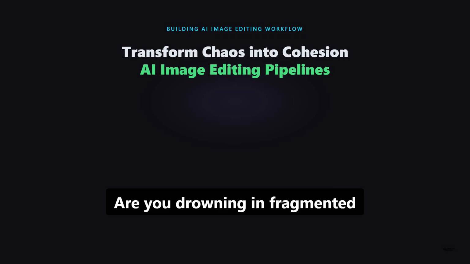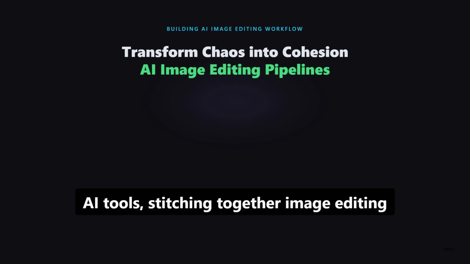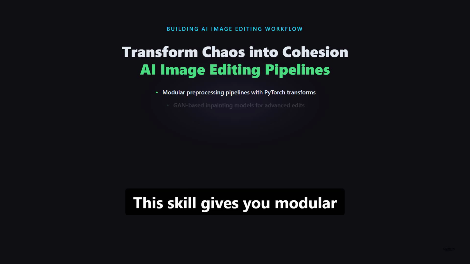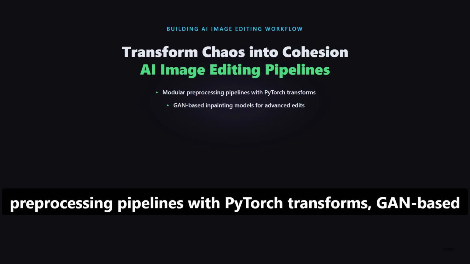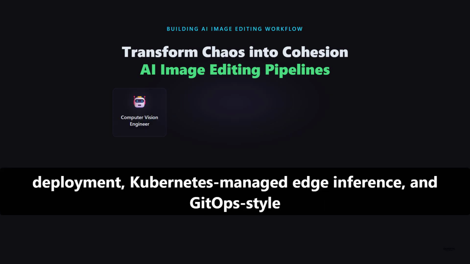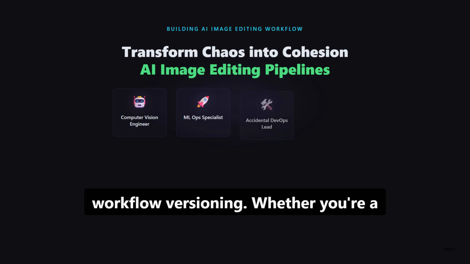Are you drowning in fragmented AI tools, stitching together image editing workflows with duct tape and caffeine? This skill gives you modular pre-processing pipelines with PyTorch transforms, GAN-based in-painting models, TensorFlow.js integration for browser deployment, Kubernetes-managed edge inference, and GitOps-style workflow versioning.